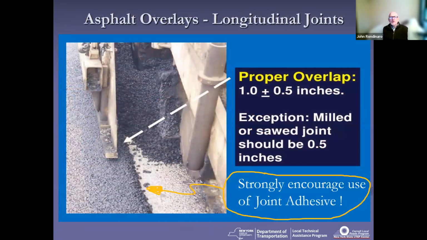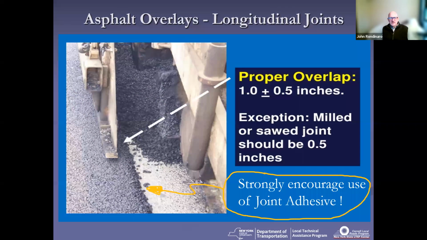Another overlooked and underappreciated area that really needs more attention during our paving process are our longitudinal joints. You want to get an inch. You're targeting an inch of overlap from the new mat to the previously paved mat, half an inch either way. And we strongly encourage the use of joint adhesive.